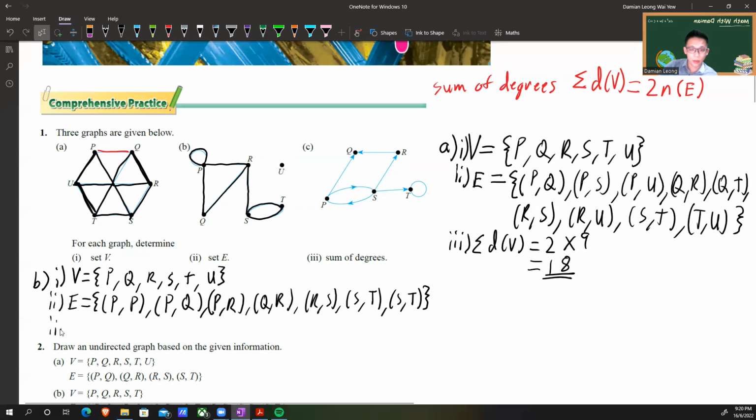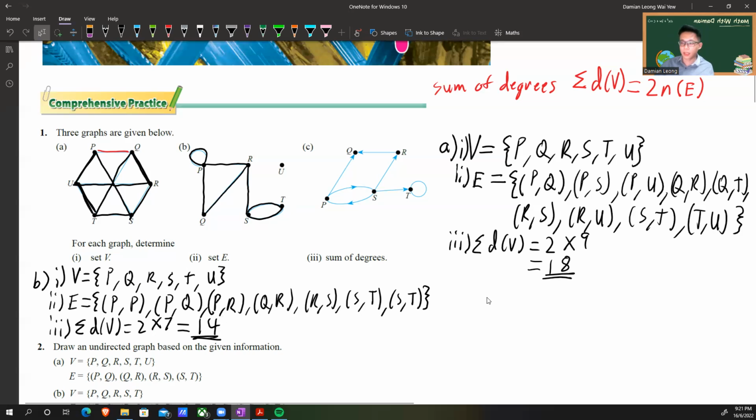Then for B3, sum of degrees, again, we just take 2 times the number of edges. So the number of edges: 1, 2, 3, 4, 5, 6, 7. 2 times 7, and I will get 14. Yeah. Sum of degrees is 14 for part B.